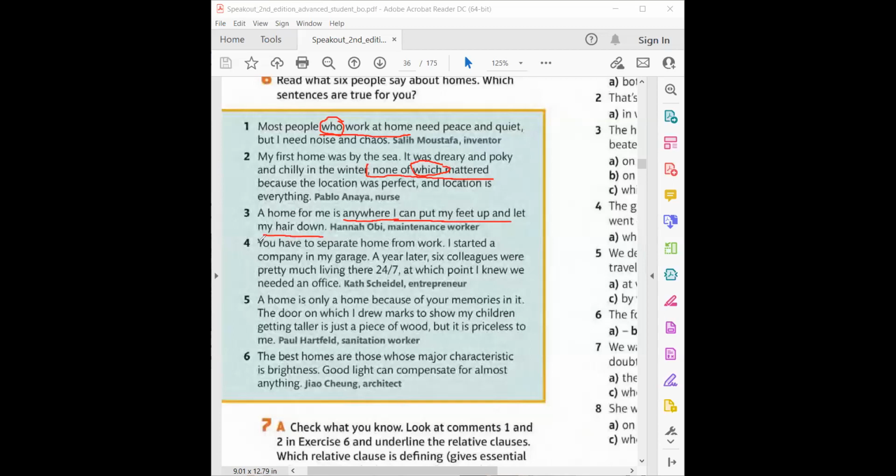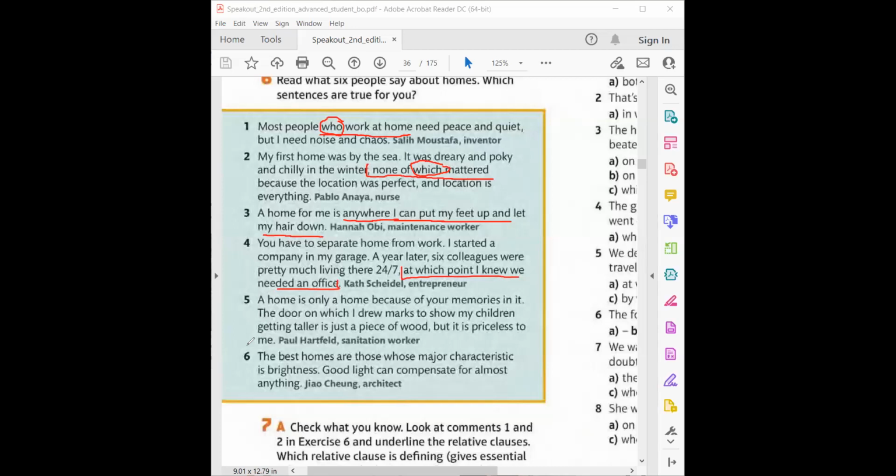At which point I knew we needed an office. The last sentence. Yes, again here you can find it. Thank you. Number 5, whose turn is it? Tartil, you can do it. The door on which I drew marks.